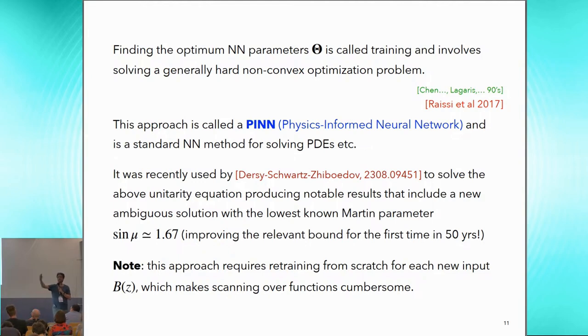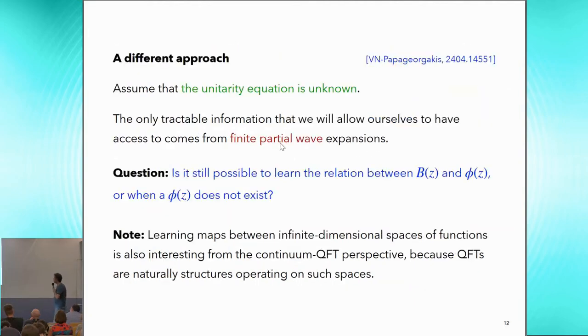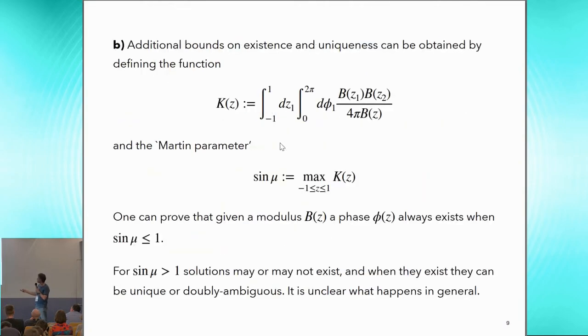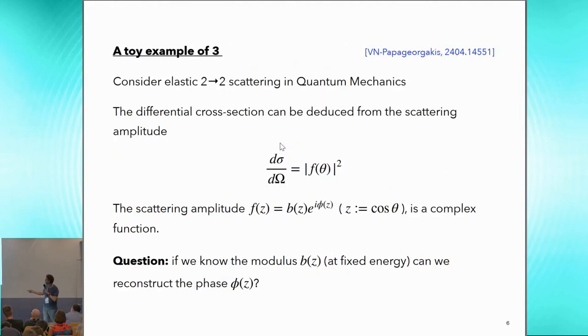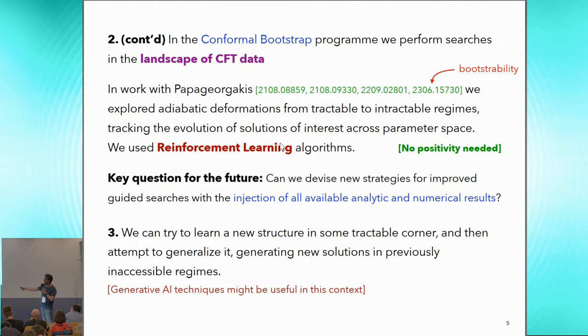Now, what I said is basically the description of the problem, but it's not exactly what I want to do. Remember, my point 3 was you have some tractable corner, you want to discover some new structure, and then you want to solve it. So here, the tractable corner is the finite partial wave expansion situation. The structure that plays a key role here is the unitarity equation. So I want to do something slightly more ambitious.